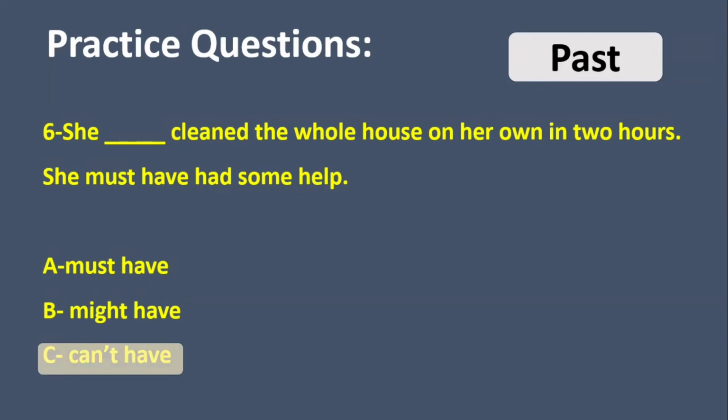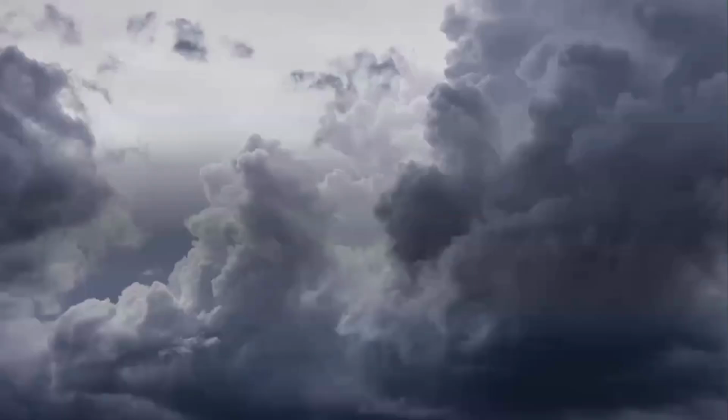مستحيل تكون أنها قامت بتنظيف المنزل وحدها في خلال ساعتين. من المستحيل. She can't have cleaned the whole house. Okay, so can't have past participle of the verb clean, which is cleaned.